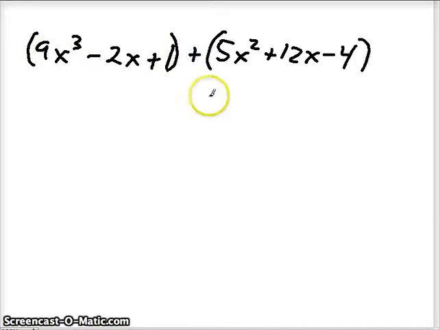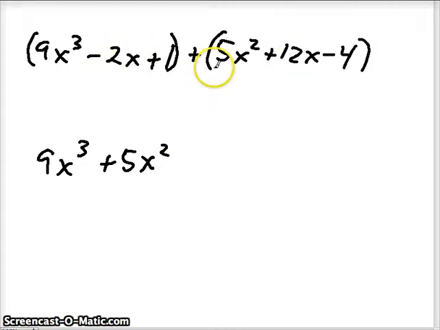Again, let's try and add them. So here I haven't stacked them. If you see a problem where you have to add polynomials and it's just a horizontal layout here, one thing you can do is kind of just draw arrows connecting your like terms. So we don't have any other x cubes, so we'll just drop that down. 9x cubed. We don't have any other x squares, so we'll drop that down.